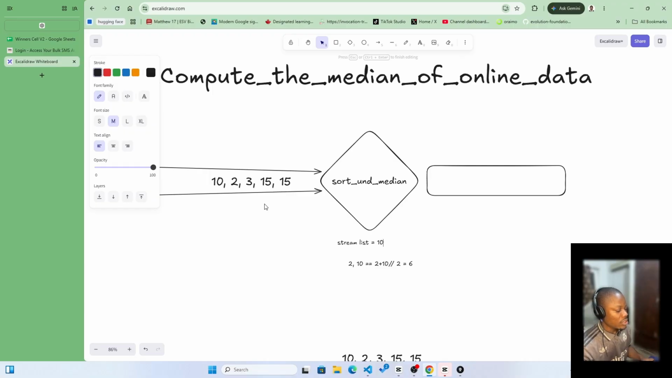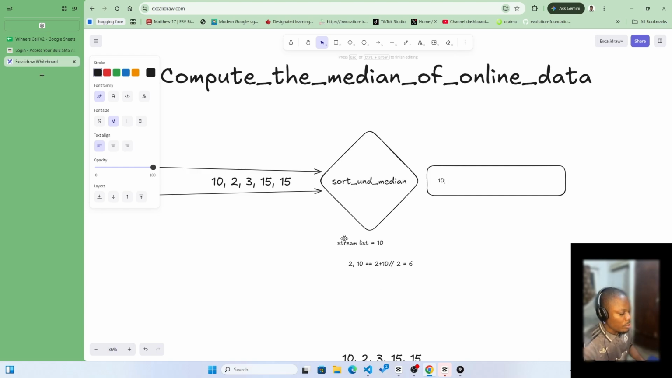Now let's see how this solution goes. We have 10 coming first. We go ahead to sort 10, return the median, and that will give us 10 on the first instance, because there's no median to solve again. Median is the mean of the two middle numbers, or basically the middle number. So that's the first value to get printed out.